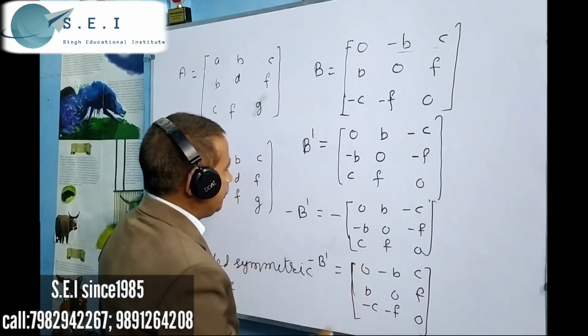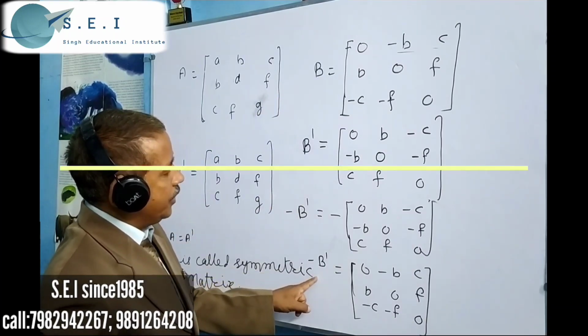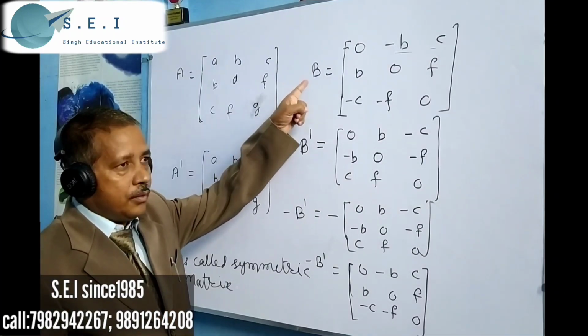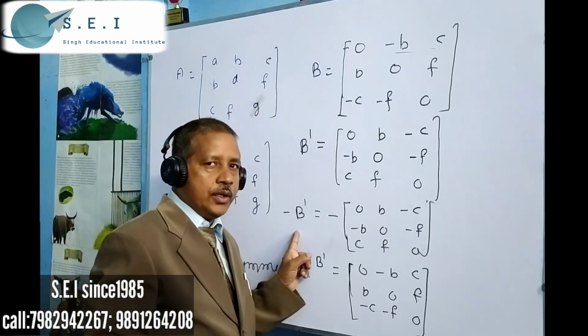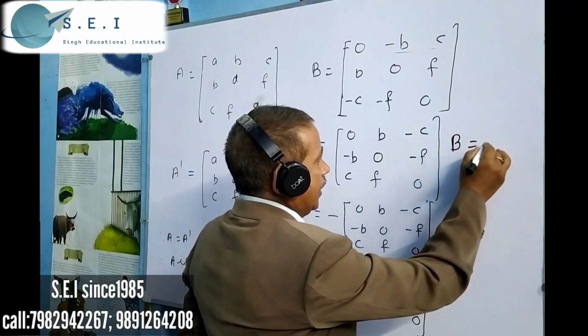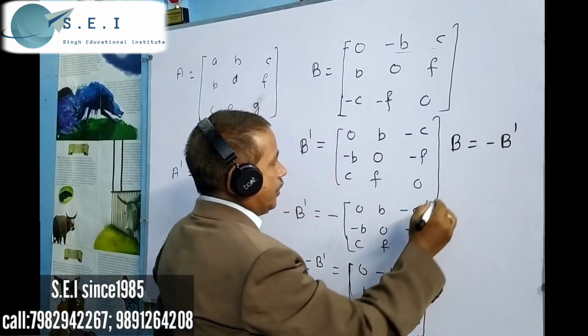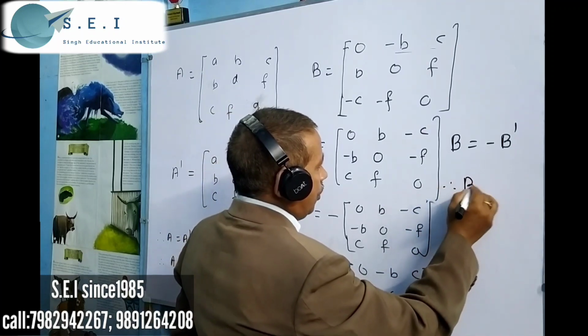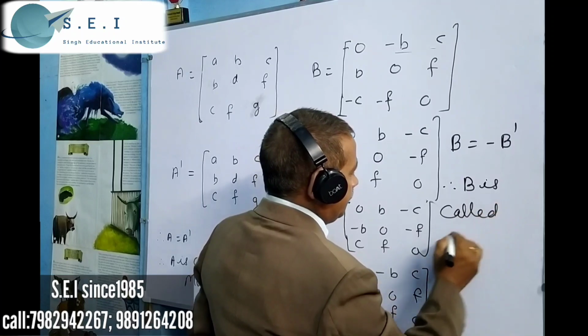Now we compare matrix B and negative of B dash. We see that matrix B is equal to the negative of the transpose of matrix B. Thus, B is equal to negative of transpose of B. Therefore, B is called a skew-symmetric matrix.